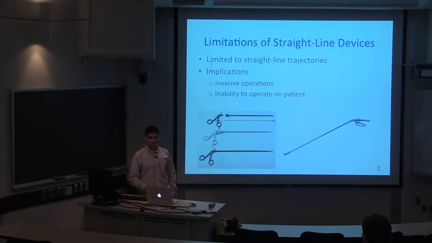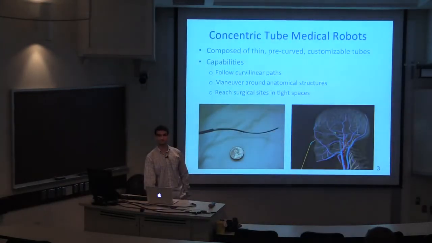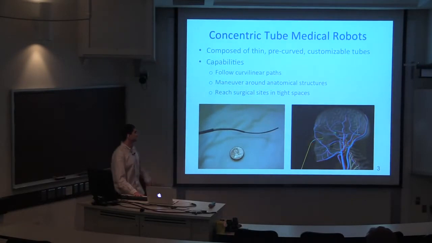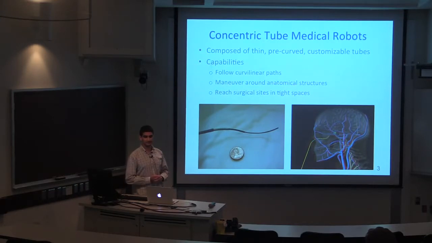So what we really need is some tool that can curve around anatomical structures to reach targets in tight spaces. And this is exactly the premise of concentric tube medical robots, as you can see here. These robots are composed of thin, pre-curved and customizable tubes. Here's a depiction of a concentric tube robot in comparison to a penny. And in that animation, we can see a robot reaching the pituitary gland through an endonasal procedure.